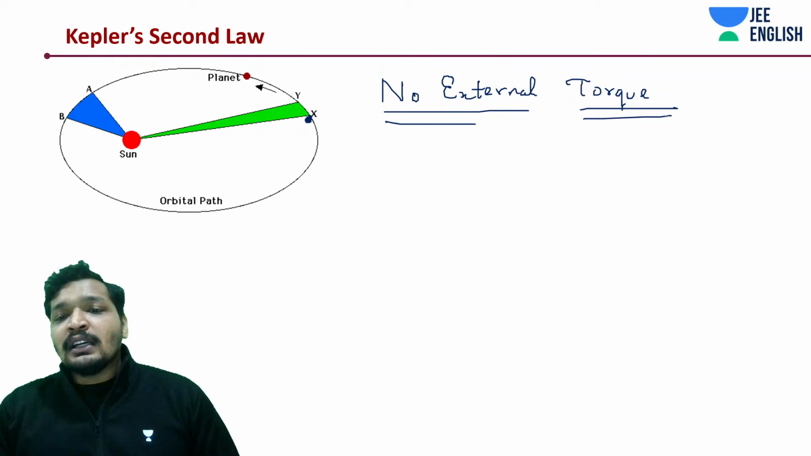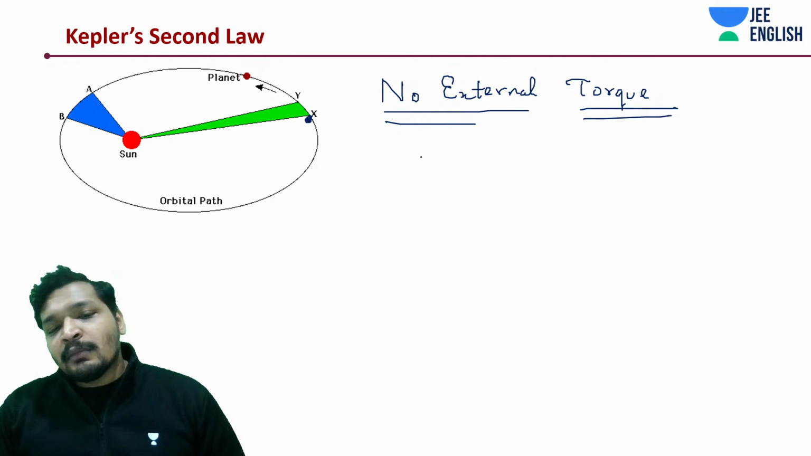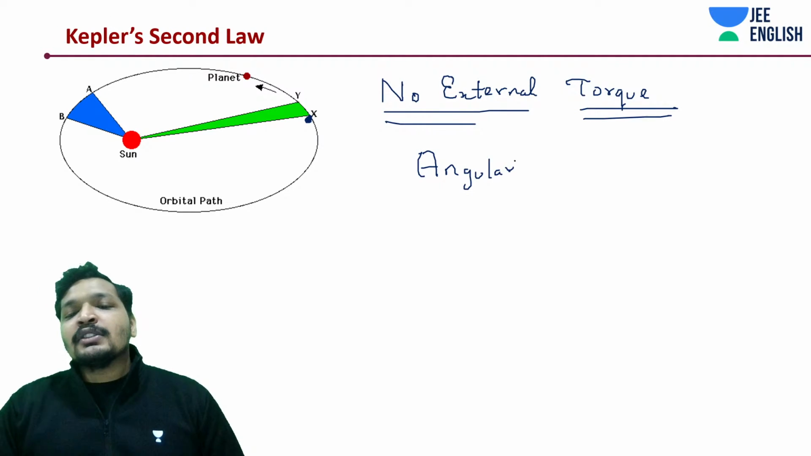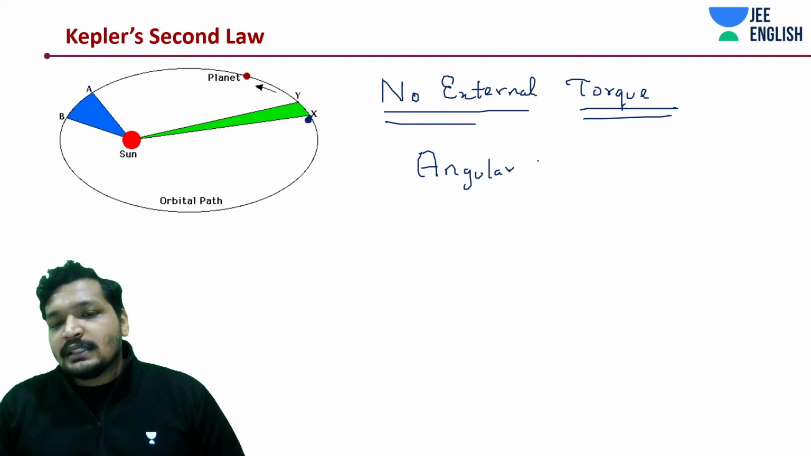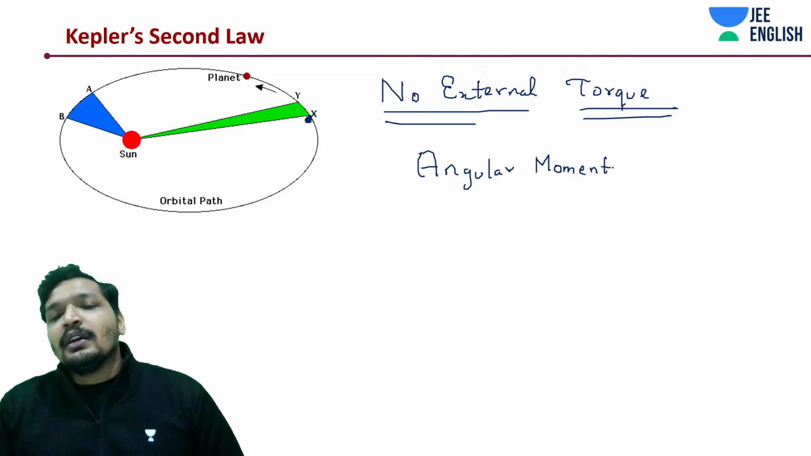So no external torque means what is the thing? Angular momentum is conserved. Angular momentum is conserved, right? Angular momentum is going to be conserved any day. That's the key point that you should be knowing.